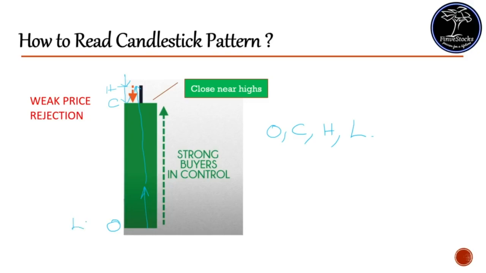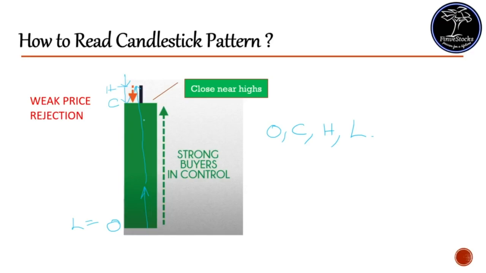Here the low is equal to the open. That means there is no wick on the bottom. On the higher side there is a small wick which shows weak price rejection. The strong body shows control of buyers in this candle. The length of the body shows the bullishness of the candle. Here the length of the wick is so small compared to the body that it shows a weak price rejection. The closing of the stock is near to the high, which shows a bullish candle.